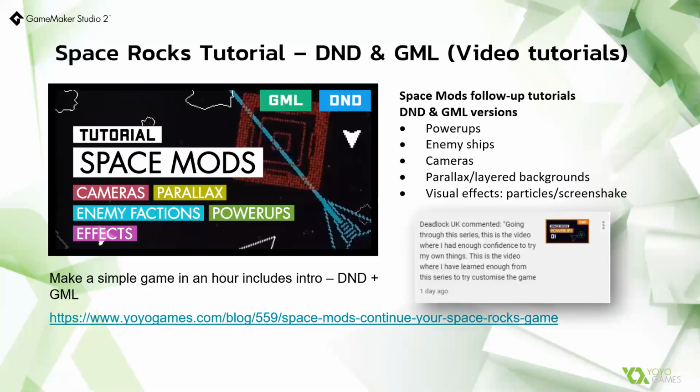Following up from that, we have Space Mods, which again is drag and drop and GML. This additional content can also support students who need more help with the Space Bubbles extension and challenge tasks. There are additional features like power-ups, enemy ships, and cameras that follow you around, so you can extend the size of the room that you're in. Parallax gives a layered background, 3D effect, and there are also visual effects such as particles and screen shake.